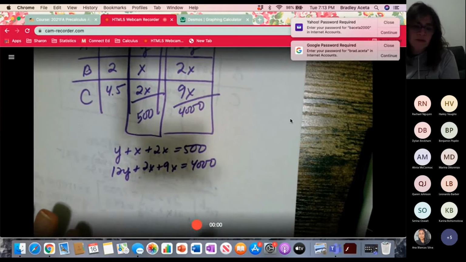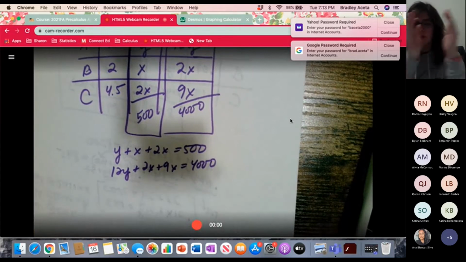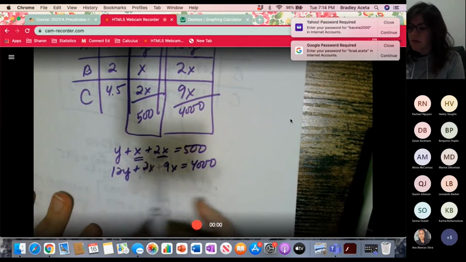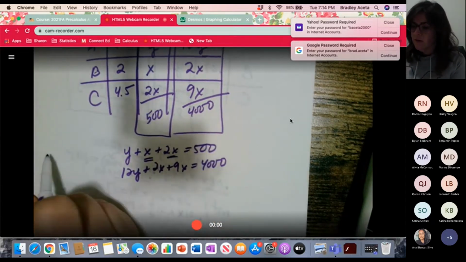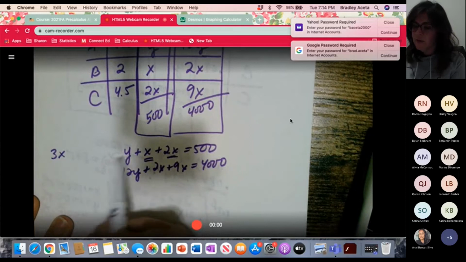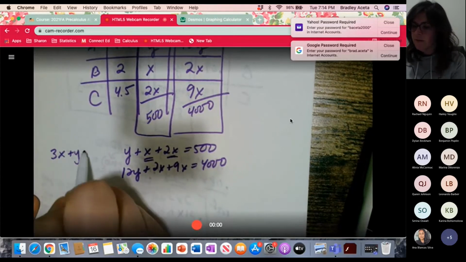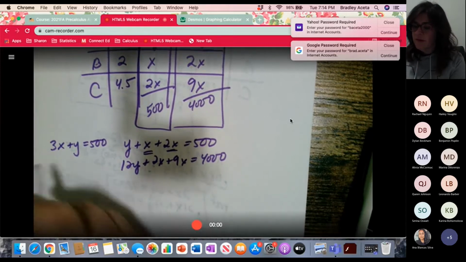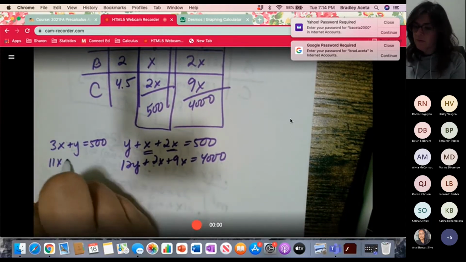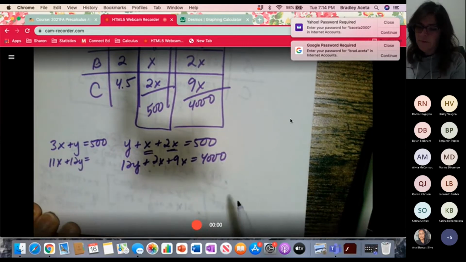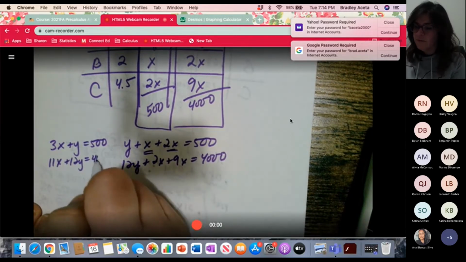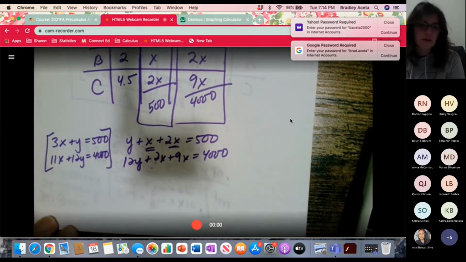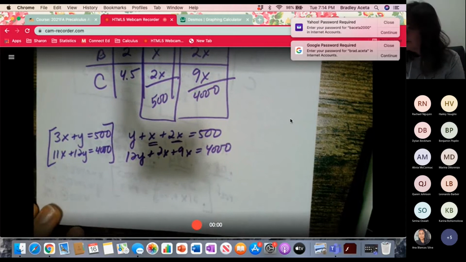Now again, I don't like the way this is written. I want my X's to be first, my Y's to be second, and I can combine some like terms here. So this right here would be 3X plus Y equals 500. This one on the bottom would be 11X plus 12Y equals 4,000. And this is going to be what we put into our matrix.